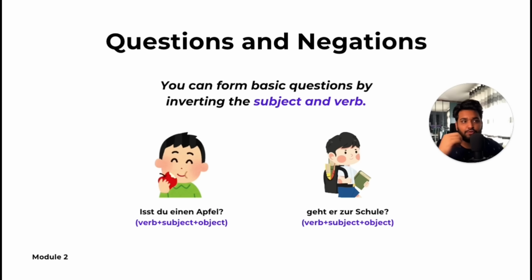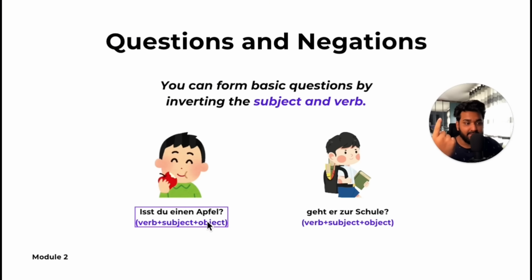So let's see some questions and negations. You can form basic questions by inverting the subject and verb. Normally, if you want to say it as a normal sentence, it will be Du isst einen Apfel. This is not a question, just a normal sentence. But if you want to transform it into a question, you just have to invert the verb and subject. The verb will come from the second position to the first position and the subject will go to the second position. Then: Isst du einen Apfel? Just exchanging the verb and subject will make this normal sentence into a question.